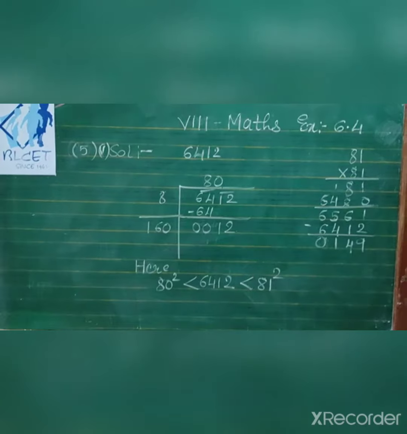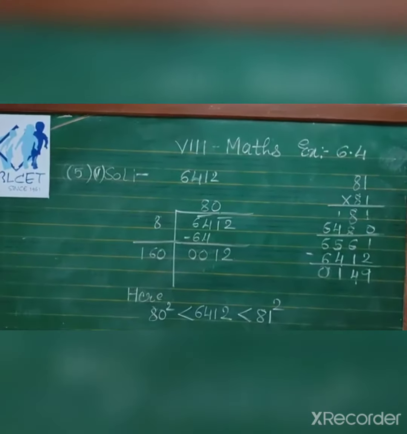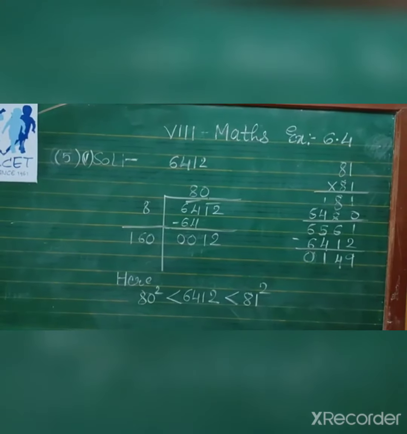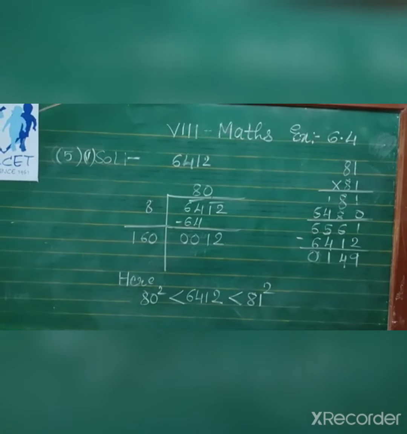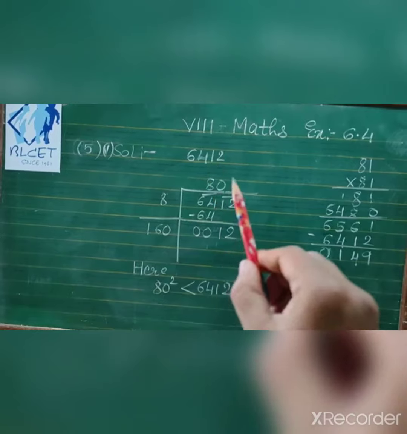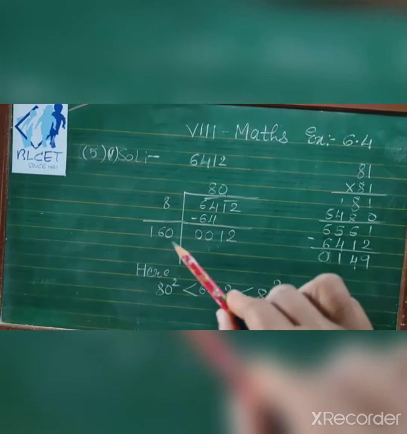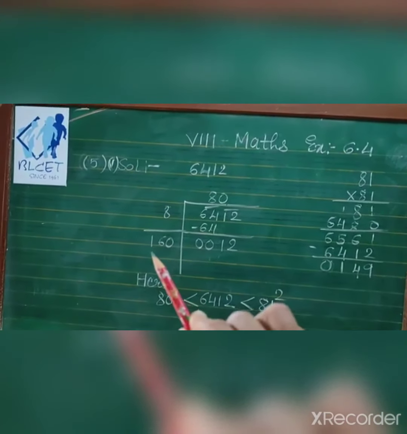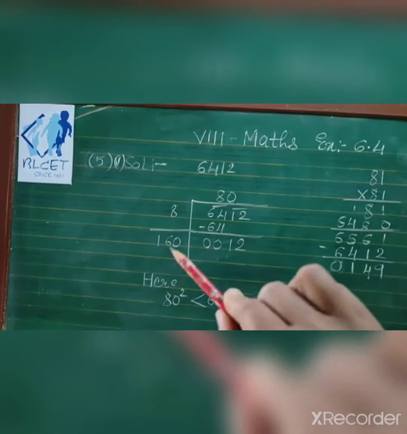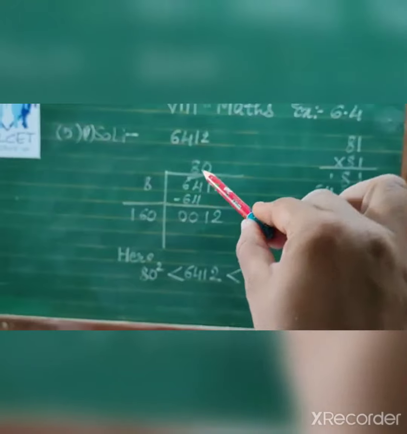Okay. Now the next question is the fifth part of question number 5: 6412. 6412, form the pairs, bar and bar. 8 8s are 64, 8 and 8 make 16, and when you bring down 12, division is not possible because 16 is already there, so division is not possible. So you put 0 here and 0 here.